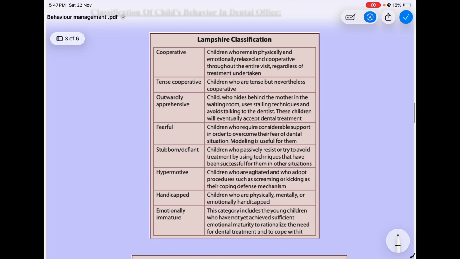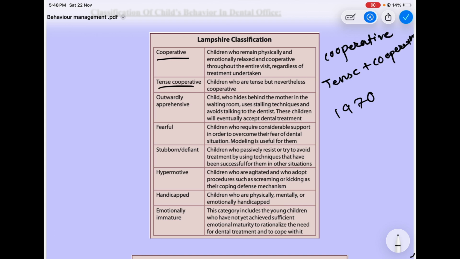So first classification is Lemsir classification. So Lemsir classification was given by Lemsir in 1970. He divided the child's behavior into 8 categories. The first is cooperative. Children who remain physically and emotionally relaxed and cooperative throughout the entire visits regardless of treatment undertaken. Tense cooperative. Children who are tense but nevertheless cooperative.